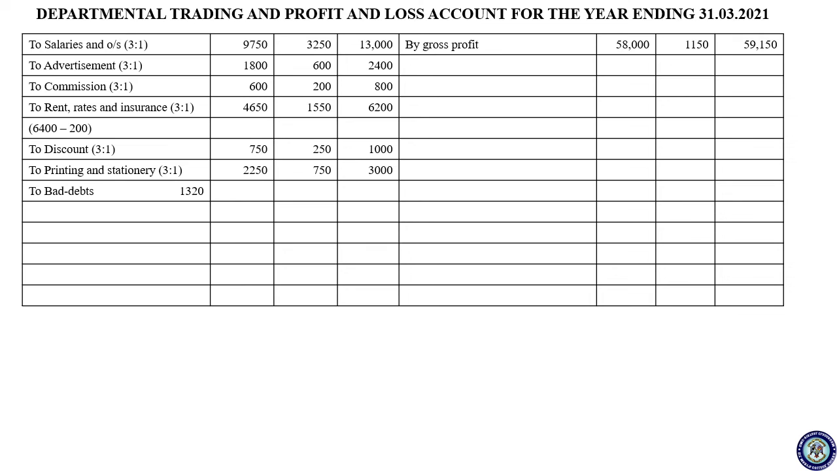Next, bad debts. So write the amount in the inner column, 1,320. Bad debts. What is the format? To bad debts, you have to add a new provision. Here it is doubtful debts on debtors. Now there are no transactions relating to debtors given in the adjustment except doubtful debts. I'm talking about except doubtful debts.